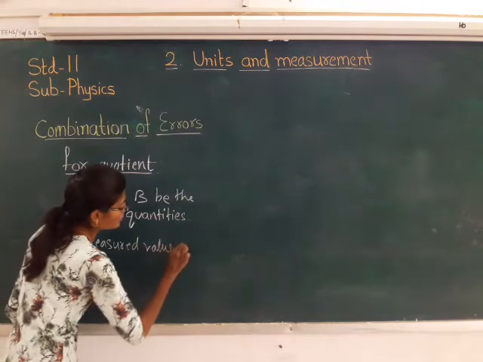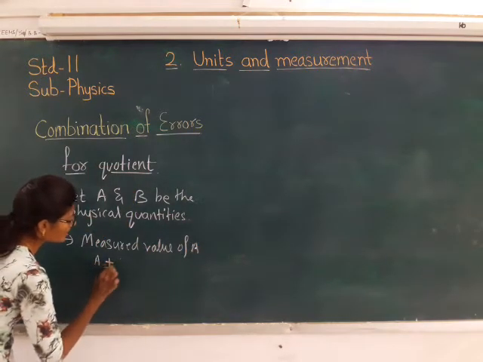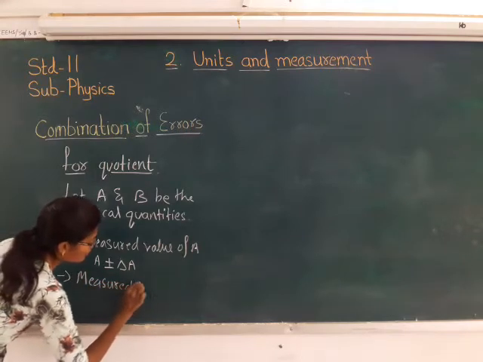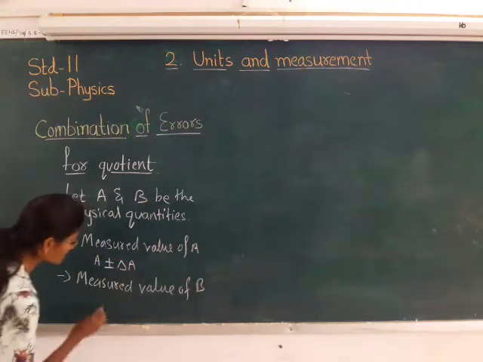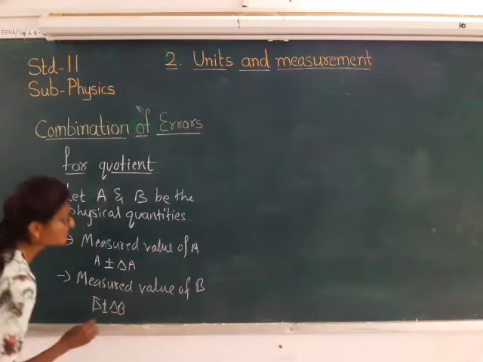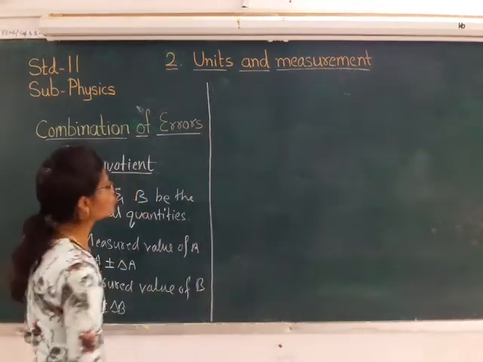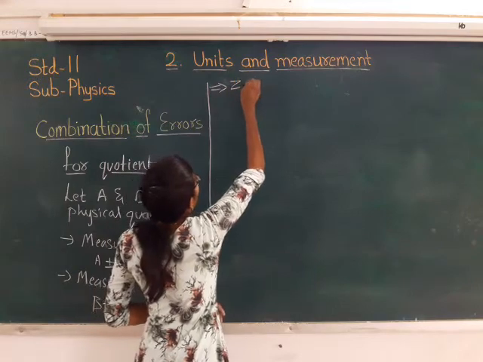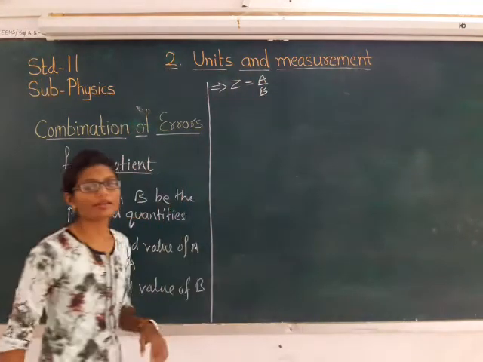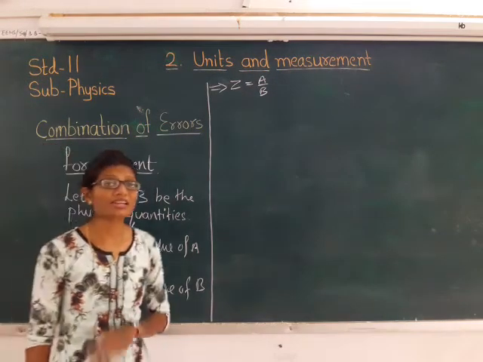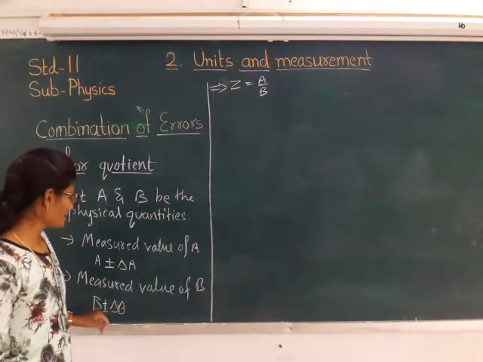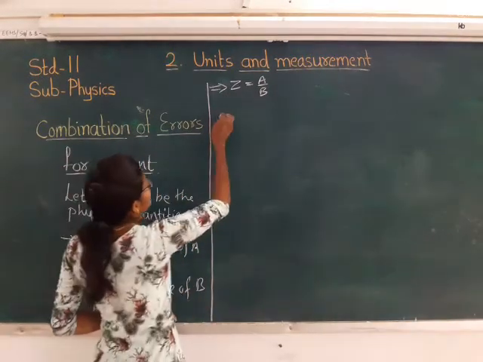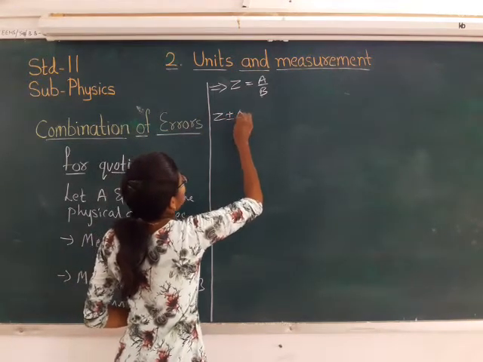The measured value of A can be represented as A plus minus delta A, and the measured value of B can be represented as B plus minus delta B. So we are dividing these, and the result that we will be getting, let us take it as Z. So Z equals A divided by B. As A and B are represented with their errors, in the result also you will be getting the error, so it can be represented as Z plus minus delta Z.